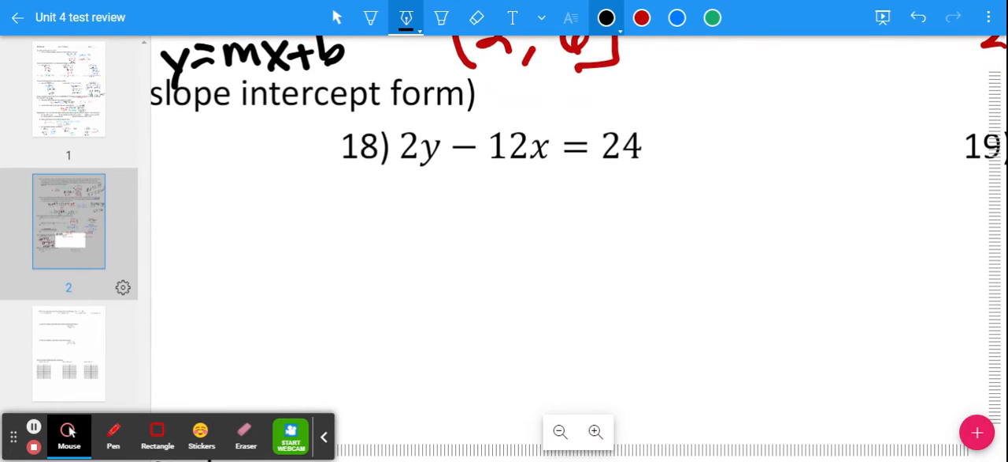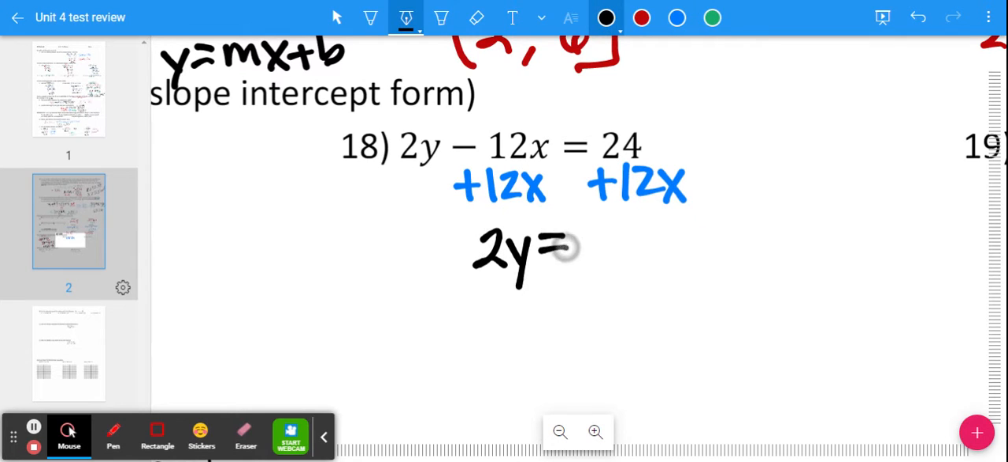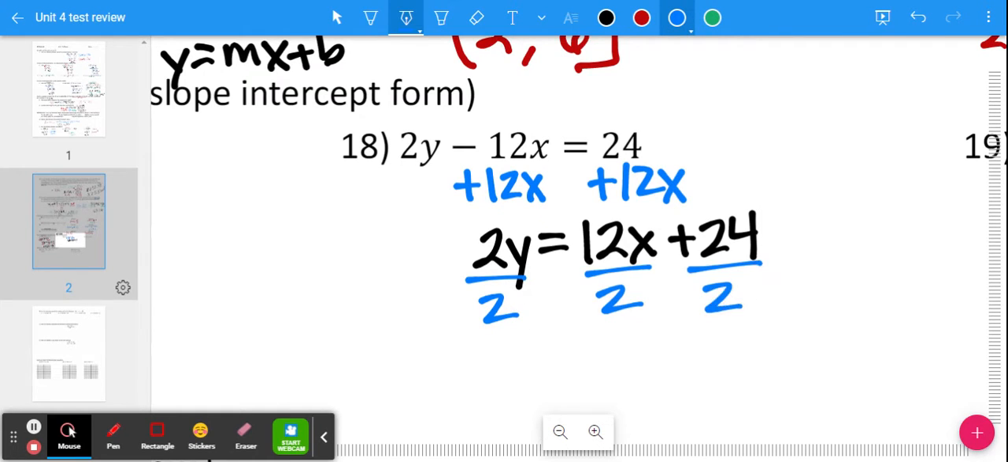So our next one. Again, you want y to be isolated on one side of your equation, so we have to move x first. So we have this minus 12x. So we're going to add 12x to both sides of the equation, which leaves us with 2y equals, you want your slope first, so the positive 12x and the positive 24. Next, get rid of y's coefficient of 2 by dividing every single part of this equation by 2, and we're left with y equals 6x plus 12.